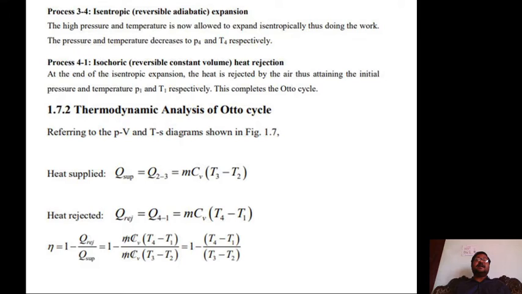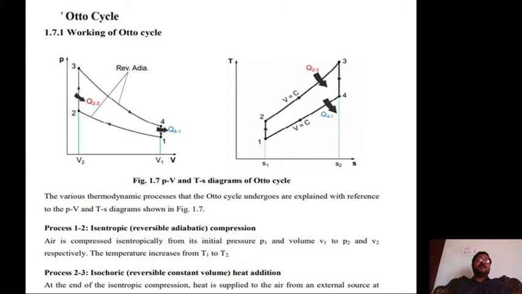The high pressure and temperature gas is now allowed to expand isentropically. Thus, doing the work, the pressure and temperature decrease to P4 and T4 respectively. After expansion, some quantity of work will be done by the system or this Otto cycle. That is, the work is done by the expansion process 3 to 4. While doing the work, the volume increases, pressure decreases, and temperature also decreases.